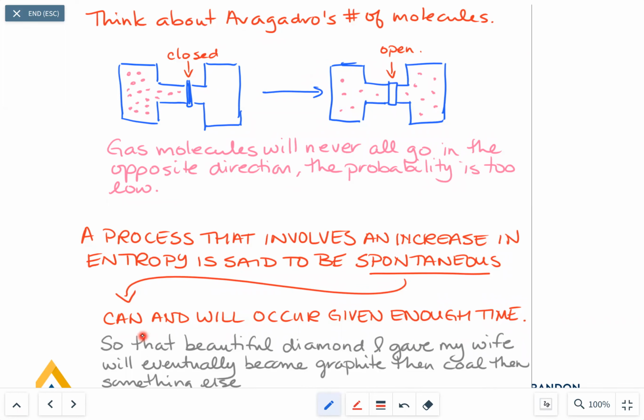So, a diamond will convert to basically graphite or coal if you give it enough time, because that's actually a spontaneous process. It doesn't mean it's going to happen immediately, and we'll get to that in a second. But the real measure of whether a reaction is going to take place or not deals with entropy.